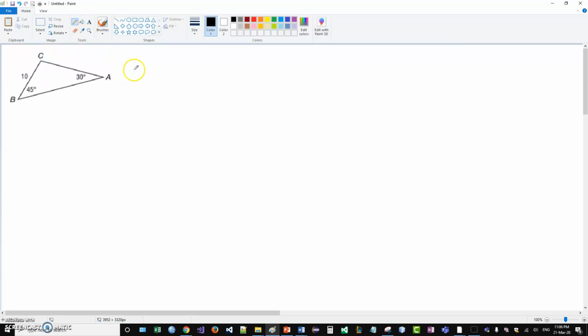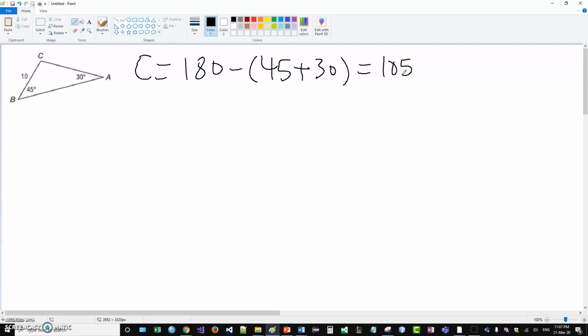Let's look at this last example. In this case, we have angle, angle, and a non-included side, AAS. So we're going to use the law of sines here. First of all, let's find this angle, because we have two angles and it's easy to find the third angle. C equals 180 minus 45 plus 30, which equals 105. So we have all three angles now.